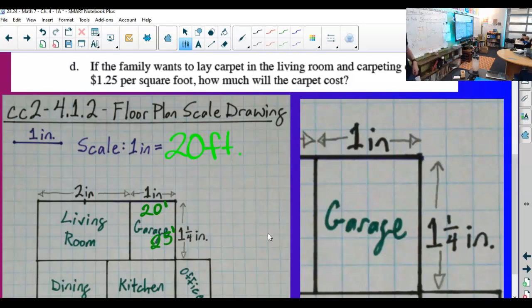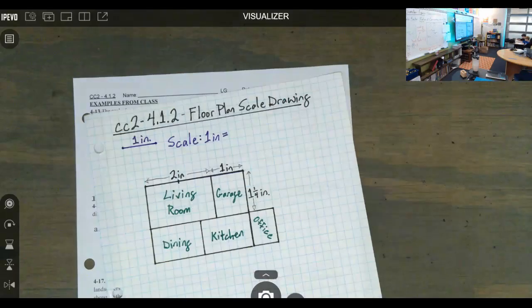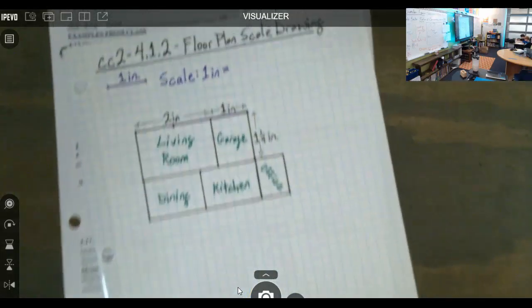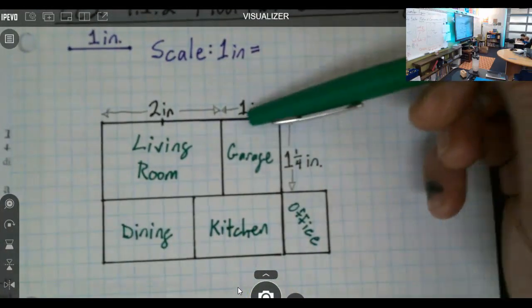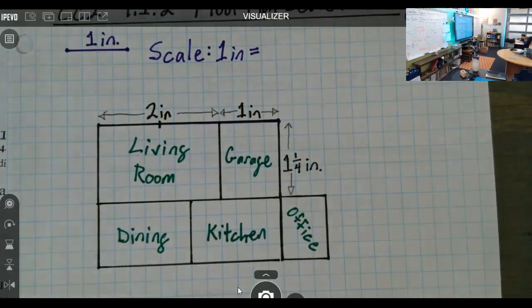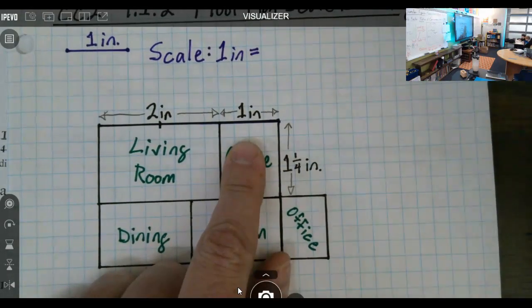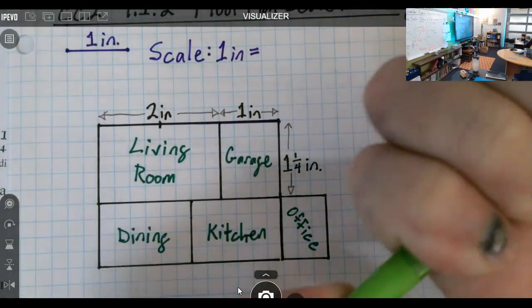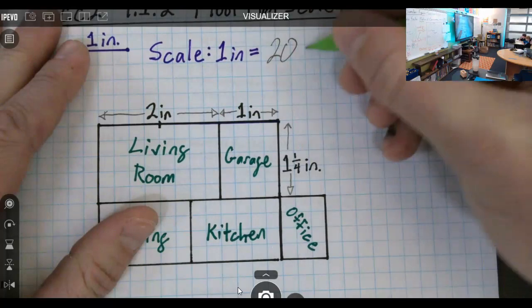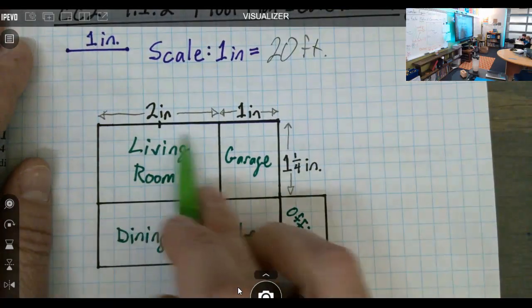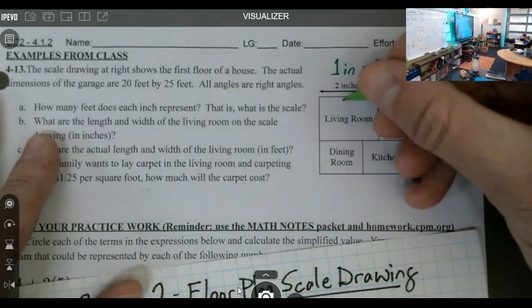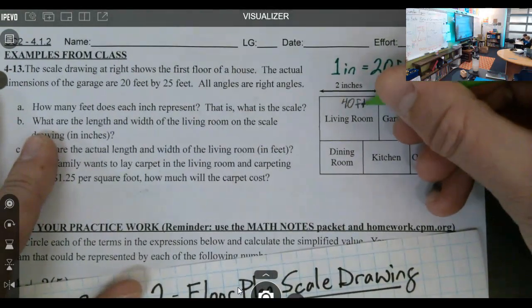Because that's a scale drawing. Notice how at the top it says this is a scale drawing. Yeah, because we're learning about scale drawings right now. If we know this 1 inch gives us 20 feet, like we figured out our scale, every 1 inch is 20 feet. Then how long will 2 inches be? 40 feet. So on your paper, you need to make sure that you've labeled that this would be 40 feet.